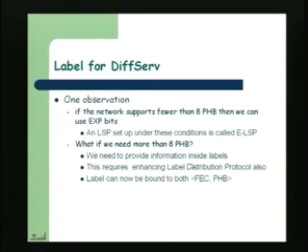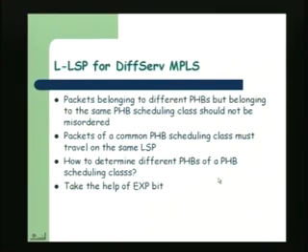This requires enhancing the label distribution protocol also, because labels now need to be bound to both the FEC and the per hop behaviors. So this binding needs to be done, and that requires an extension of the label distribution protocol. Such LSPs are called lLSPs, as opposed to the eLSP, where we use the 3 bits of the experimental field of the MPLS. Now, in an lLSP, the packets belong to different PHBs.